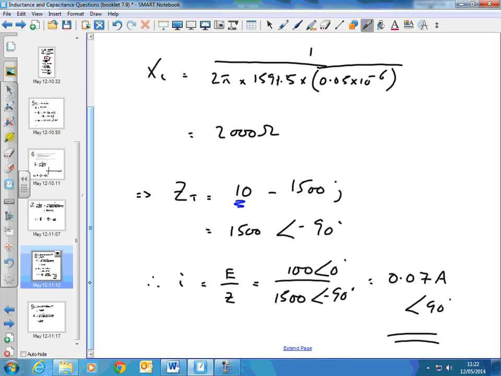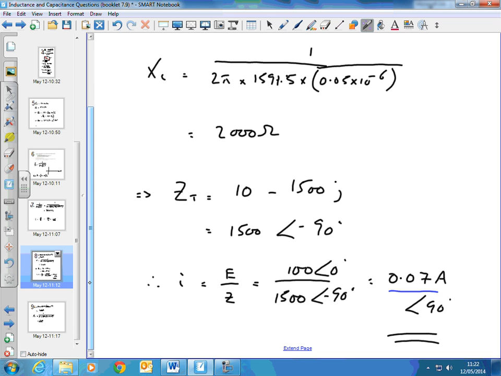So now what's the current? Voltage over resistance, 100 over 1500, at minus 90 gives us plus 90 degrees, so we've got a current of 0.07 amps leading by 90 degrees.